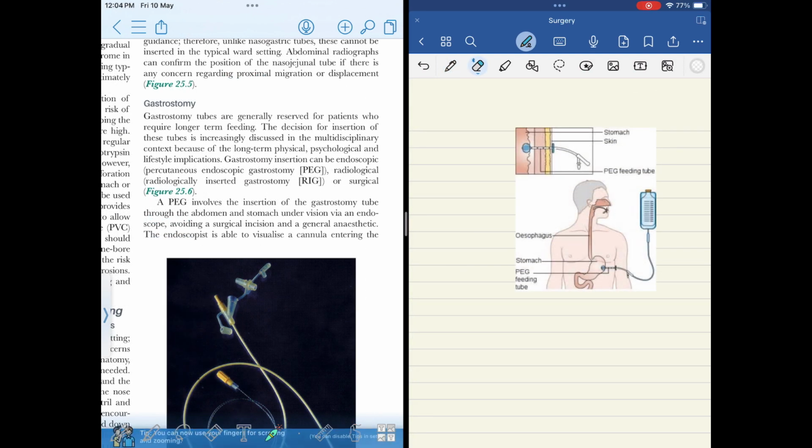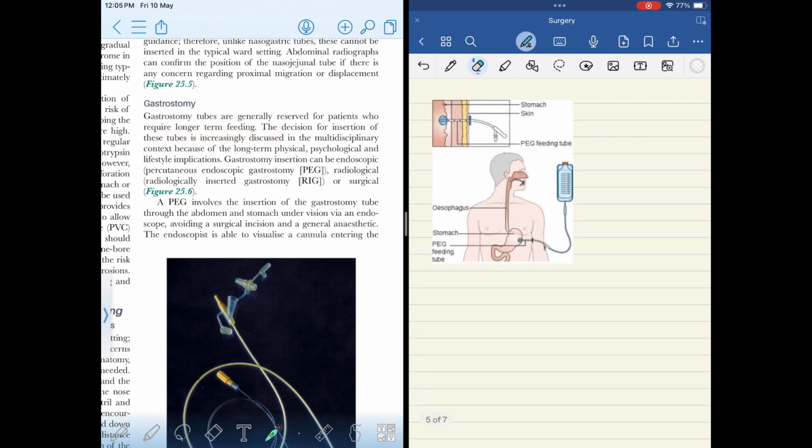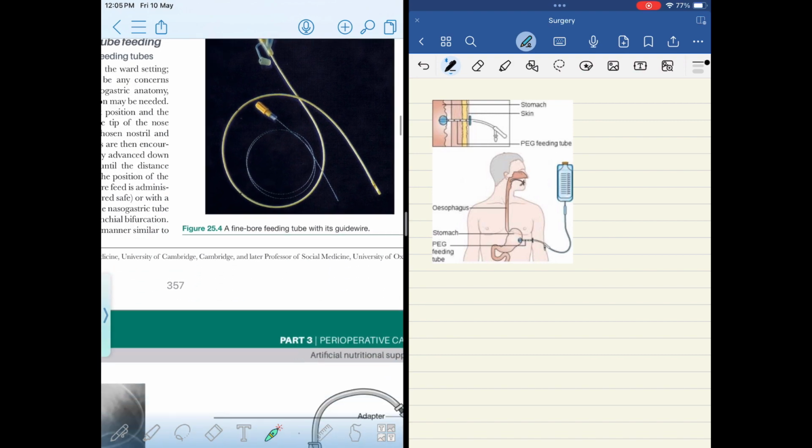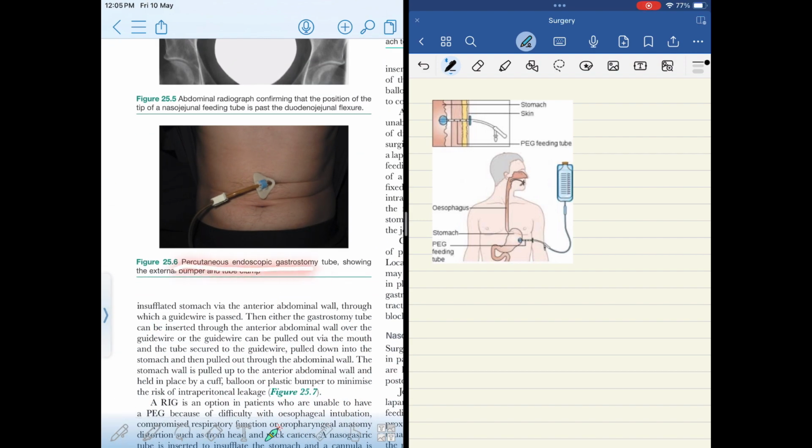So now let us discuss gastrostomy. This is for patients who require longer term feeding, I told you more than 2 to 3 weeks. And this is for patients with good gastric emptying. So the tube is directly inserted into the stomach, as you can see in this picture. Gastrostomy insertion can be endoscopic, PEG, percutaneous endoscopic gastrostomy, radiological, meaning radiologically inserted gastrostomy, or surgical. You can see here in this picture, this is percutaneous endoscopic gastrostomy.